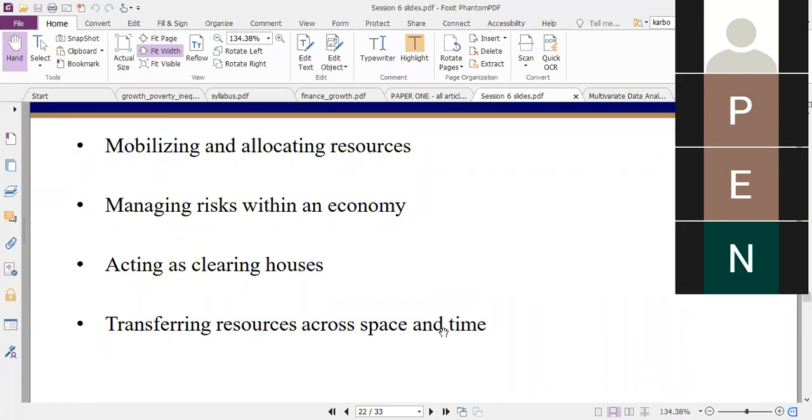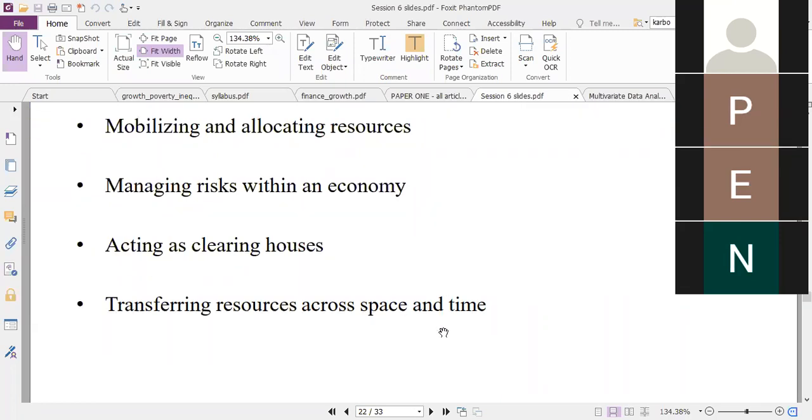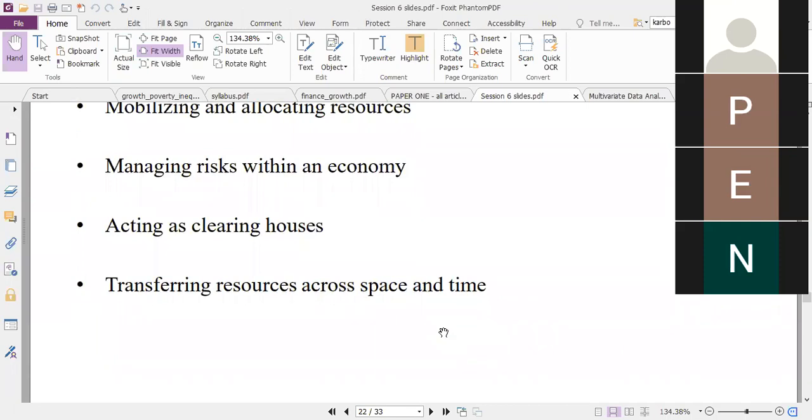And the last one is transferring resources across space and time.